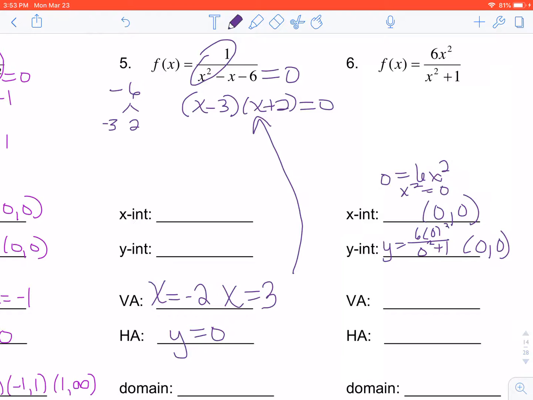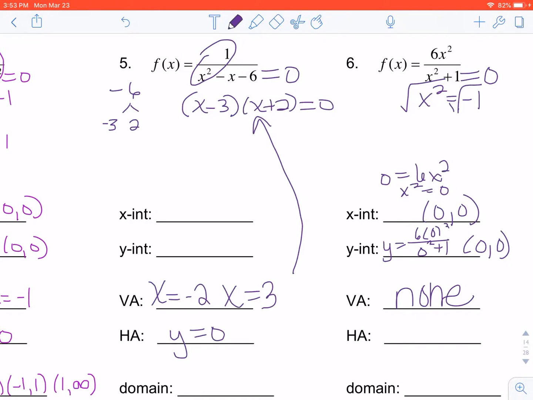Vertical asymptote, I need to take that denominator, set it equal to 0. Well, if you solve, you end up with x squared equals negative 1, and when you take the square root of negative 1, you get an imaginary number. Well, we don't graph imaginary asymptotes. Lucky you. So that means that there isn't a vertical asymptote.